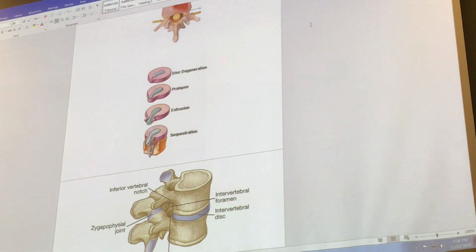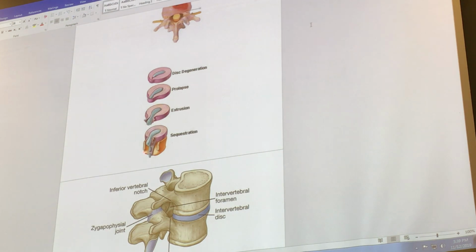Okay, different degrees of problems with the disc. As you can see here, disc degeneration, a little bit of bulging, kind of compressing it. Prolapse is a real bad bulge, it's almost ready to tear. Extrusion, that's it, you've torn the annulus fibrosus and the nucleus pulposus is leaking out. And sequestration, sequestered means to be hidden somewhere. Pieces of the nucleus are actually down into the vertebral column up against the vertebra itself.